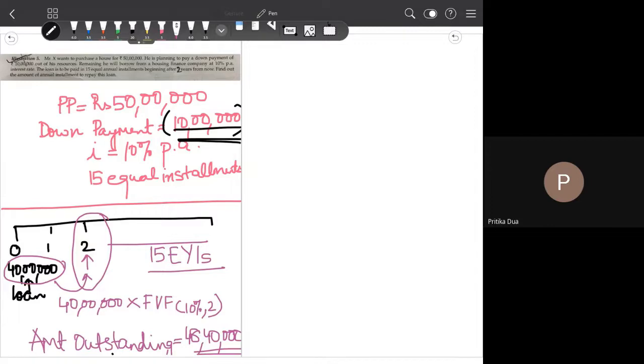Is this clear to everyone? Yes or no, class? Yes. So one thing we know is now this loan is not of 40 lakh but of 48 lakh 40,000.